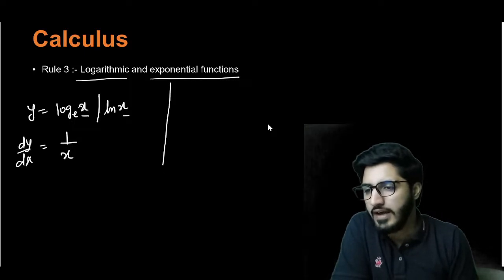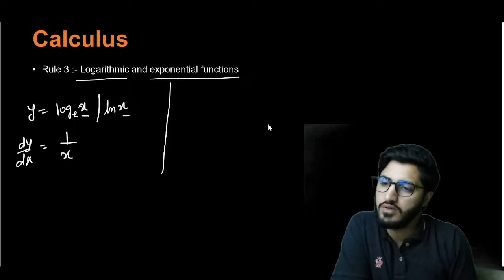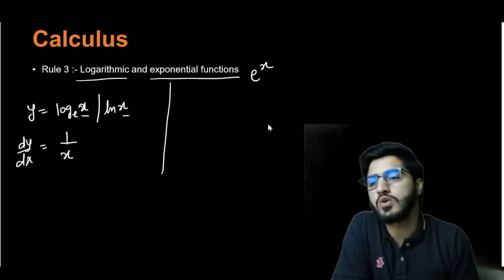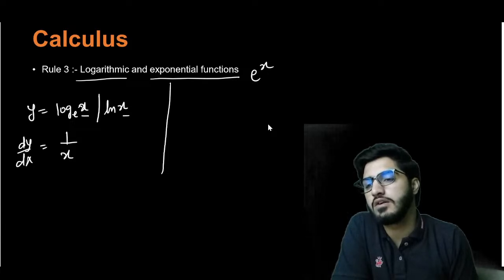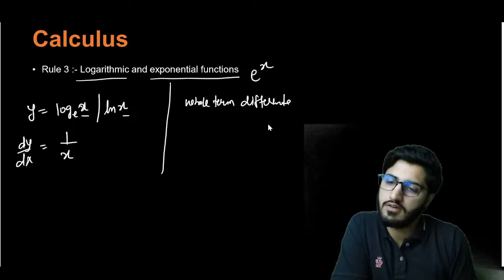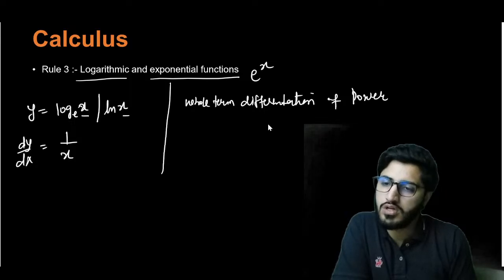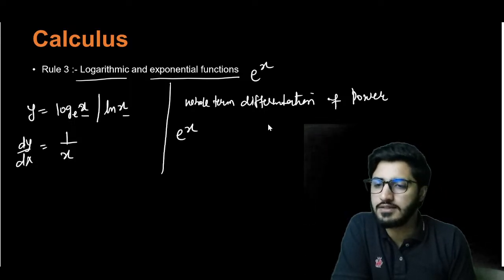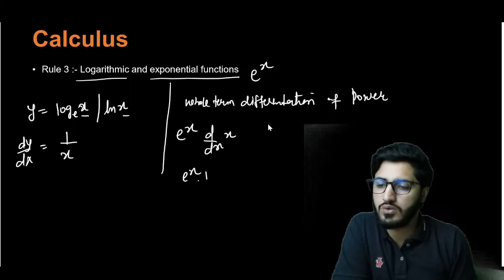Clear? Now exponential. So exponential is e to power x. I can do one thing now. I can write the whole term, then differentiation of power. Whole term, if we are having e to power x, so I can write e to power x. d by dx, so power is x, so I can write e to power x into 1, that is e to power x.